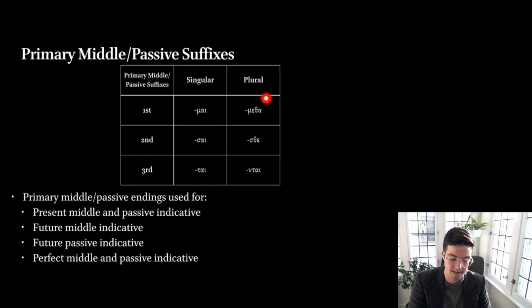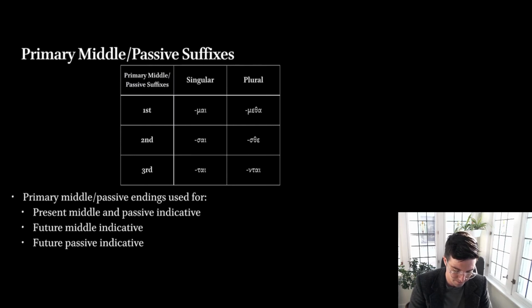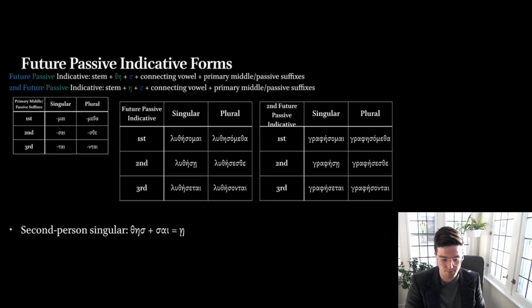You learned these endings back then, and you're going to find it, this form is the form we're introducing this week. The future passive indicative, having learned these, is going to help you out for what you're doing this week. Your past memorization is paying dividends for you this week. And so what happens is that those primary middle passive suffixes are going to be used in the future passive, the second future passive and the future passive.